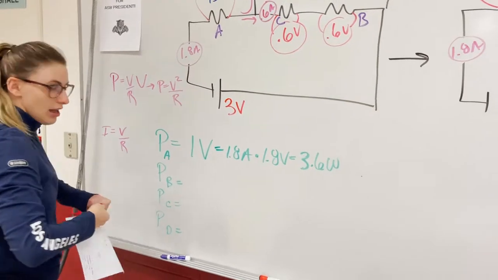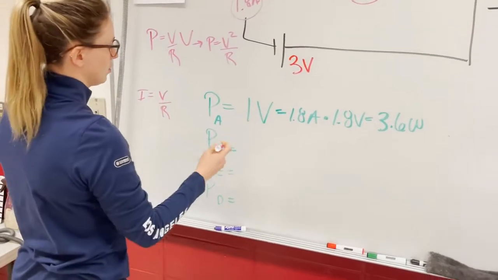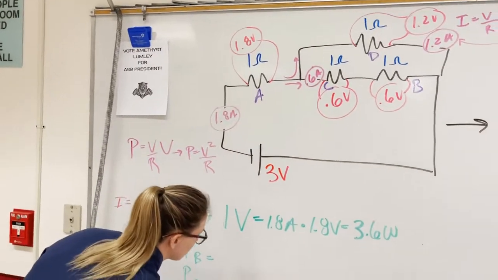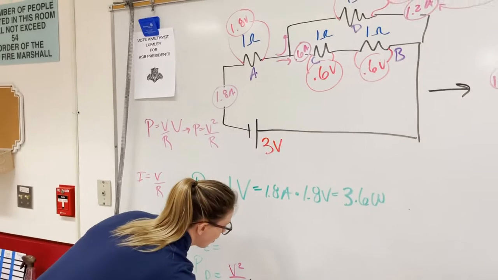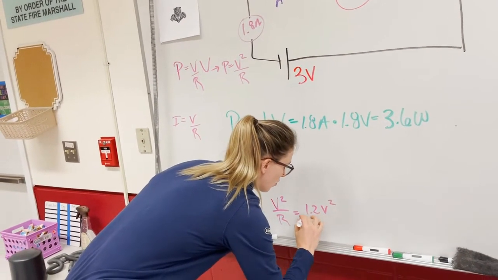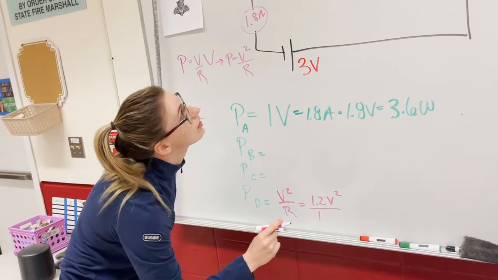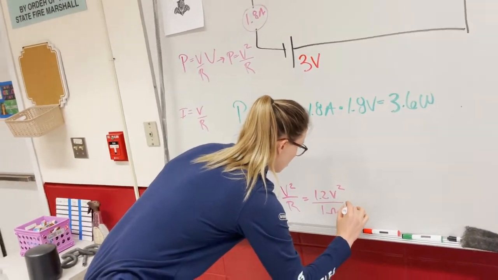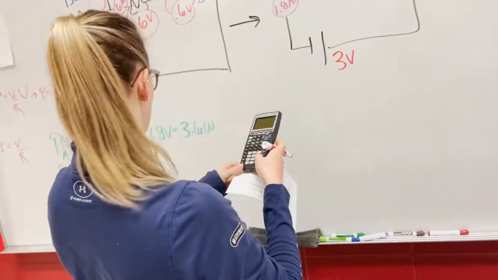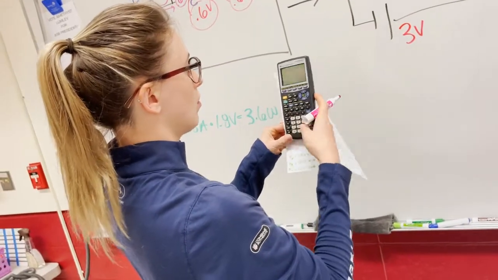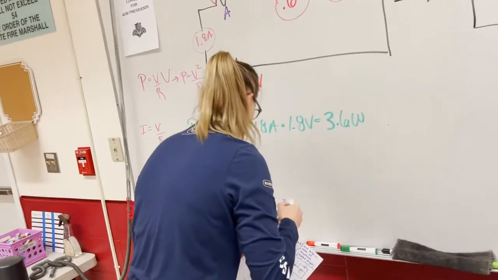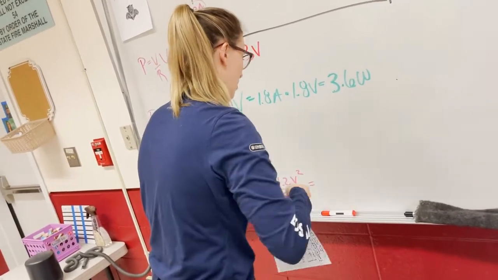Now let's just do that V squared over R. Which one do you want to do, the D? Okay, so for D, if we use V squared over R, the V is 1.2 volts squared over 1. 1.2 times 1.2, I can't do that in my head. That's going to be 1.44, isn't it? 1.44. Okay, and I got 1.4 when I did my work earlier. We'll call it 1.4.